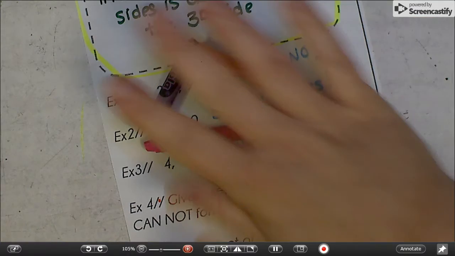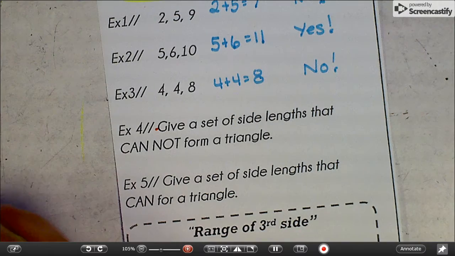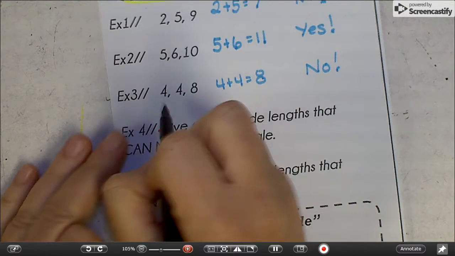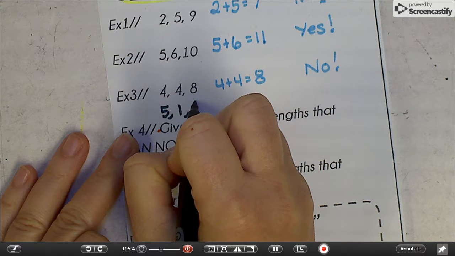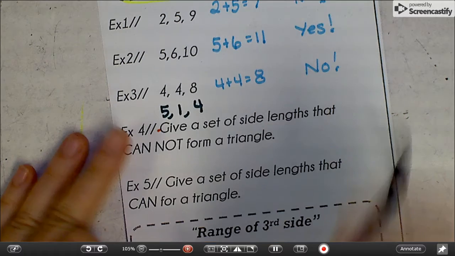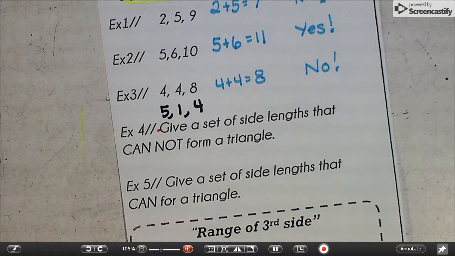Yes. Okay. So what if, I'm going to add another example in here before we do the other one. What if we had sides 5, 1, and 4? Could that make a triangle? Yes. Why are you guys saying yes? No. It wouldn't, because 1 plus 4 is 5. Right. And this equals. And what were you guys tempted to do? I was doing 5 plus 1.